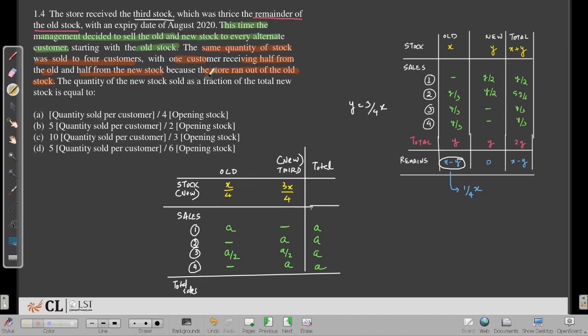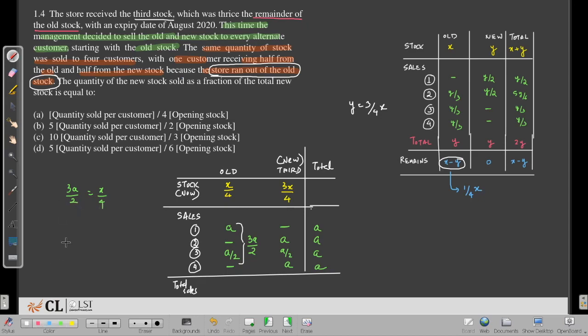It says that the store ran out of the old stock, which means this total quantity here, which would be A plus A by 2, will be equal to 3A by 2. For it to run out of the old stock, the 3A by 2 should be equal to X by 4. So here we have this information that 3A by 2 should be equal to X by 4.